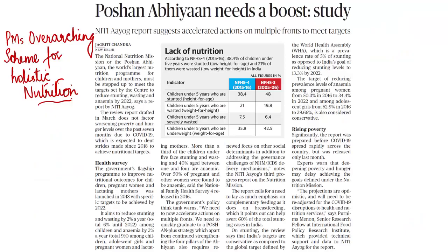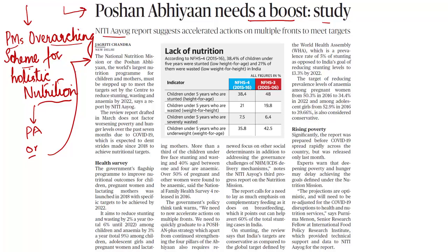Now let's look at another newspaper article. Poshan Abhiyaan needs a boost, says a study, a report conducted by Niti Aayog. If you look at POSHAN, the Prime Minister's Overarching Scheme for Holistic Nutrition, or Poshan Abhiyaan, also known as the National Nutrition Mission, this is basically a flagship scheme of the Government of India.